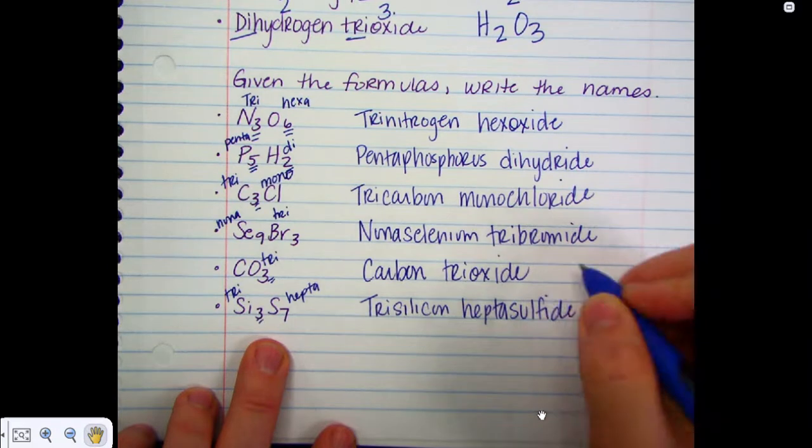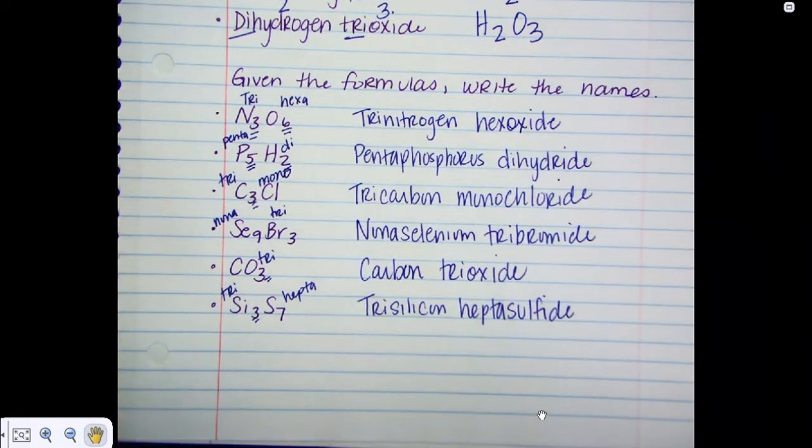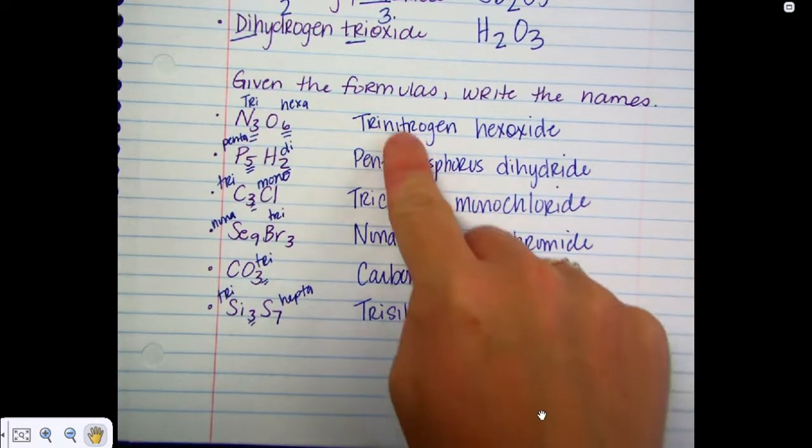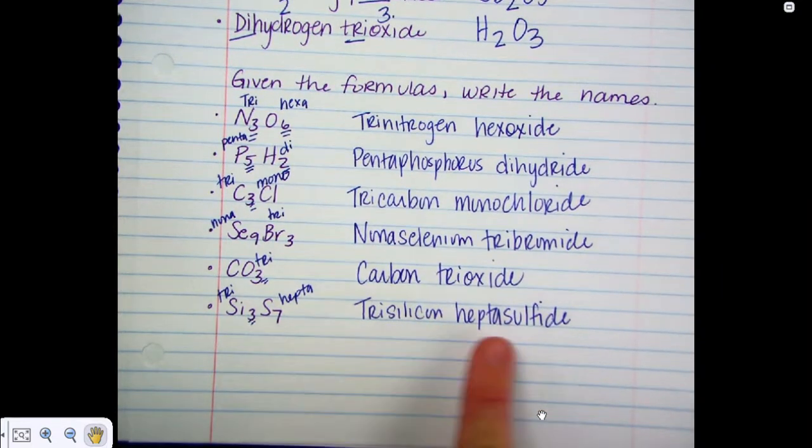Okay, so it's the same pattern over and over again. We see that we're changing the ending of the second part to IDE. We don't change anything about the first part, and we just add the prefixes as appropriate. So those are our rules when we're dealing with 2 nonmetals, which would be covalent or molecular nomenclature. Okay, and that should be everything you need to get through the covalent section of the assignment.